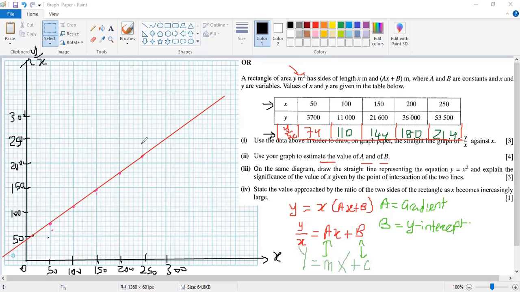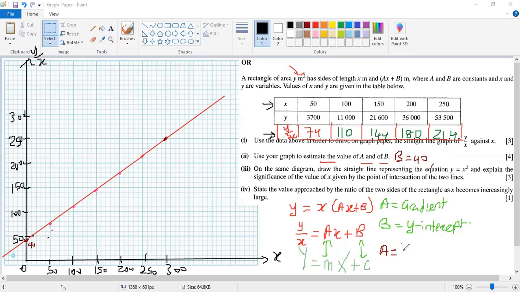Let's take a closer look. The value of a. How do you find the gradient? Let's say I use the y-intercept and just read it. This is 40. Oh, so b is easier. Let's just put b is 40 straight off. For the value of a, we just need a little bit of calculation down here.